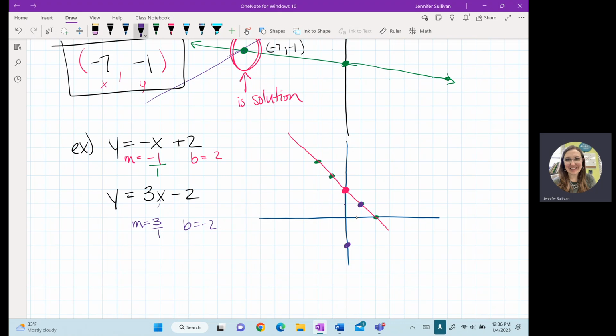Oh, look, there's my point. It's on the other line. Just for the visual, I'm going to go ahead and give myself one more slope of up 3 over 1 and then connect my points.